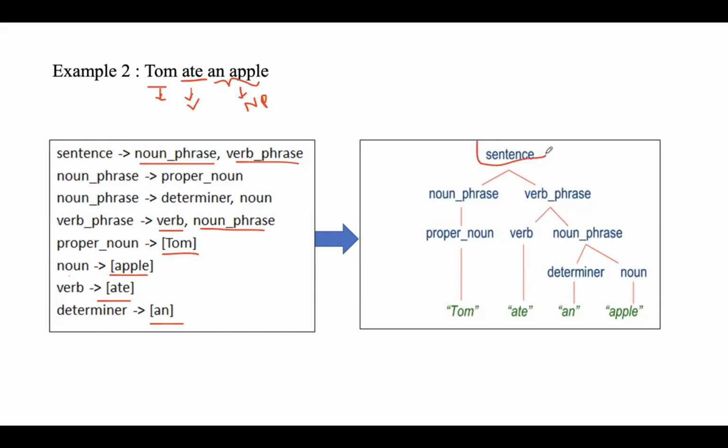As the root should be sentence, we are taking sentence, which is divided into noun phrase and verb phrase. And then noun phrase derives proper noun. Verb phrase derives verb followed by noun phrase. Again, divide this noun phrase into determiner and noun. Now, the proper noun in the sentence is Tom. So Tom is the proper noun, ate is the verb, an is the determiner, and apple is the noun. So in this way, you can construct the parse tree.